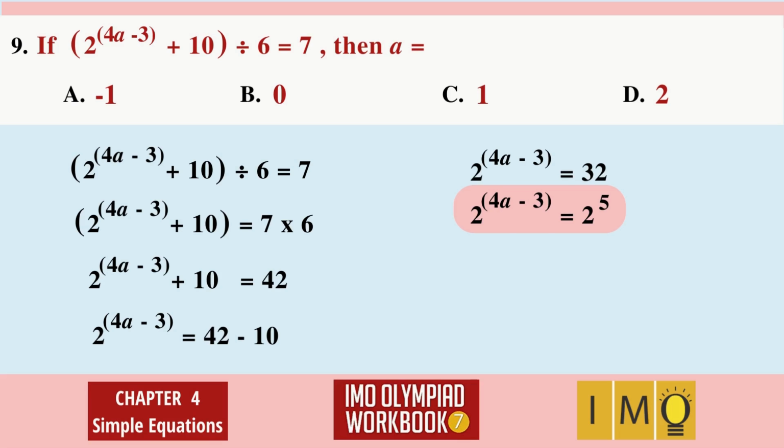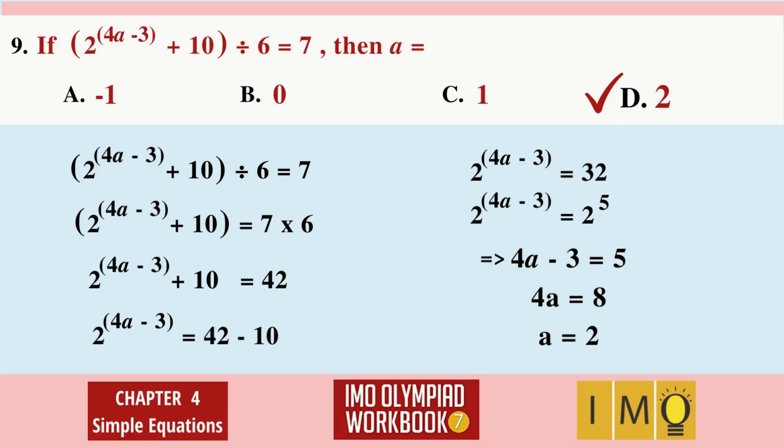Here, since the base remains same on both the left hand side and the right hand side, the powers also have to be equal. So that means 4a minus 3 is equal to 5. 4a is 5 plus 3, which is 8, and a becomes 8 by 4. So a is equal to 2, which gives us the right option of option D.